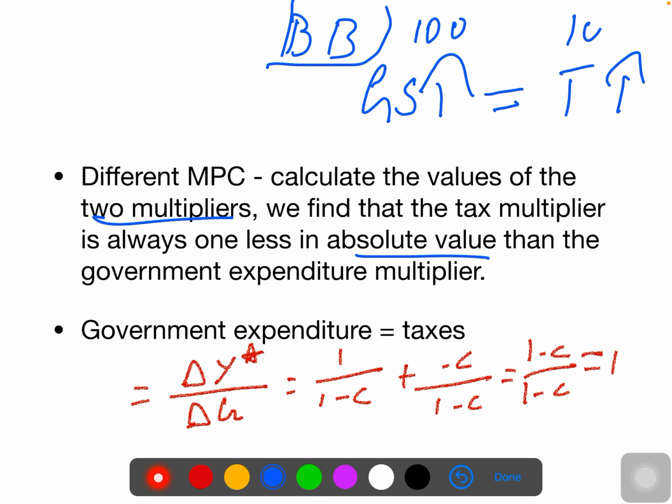Adding the two policy multipliers gives the effect of the two policies. Government spending should increase; if it is increasing, tax should increase. To explain that, we have a formula, the balanced budget multiplier. Change in Y divided by change in G is equal to 1 by 1 minus c plus minus c by 1 minus c, which is 1 minus c divided by 1 minus c, equal to 1. So this is a balanced budget.